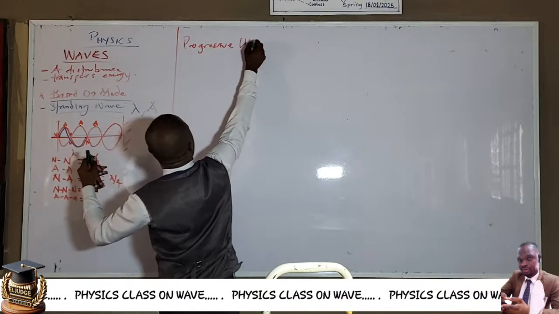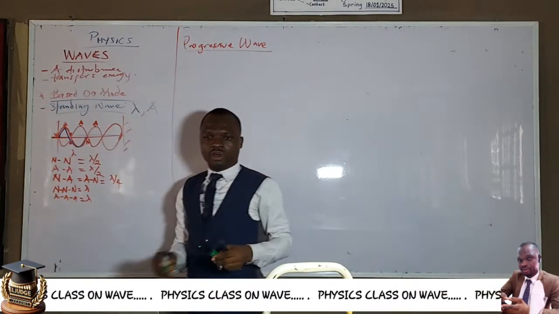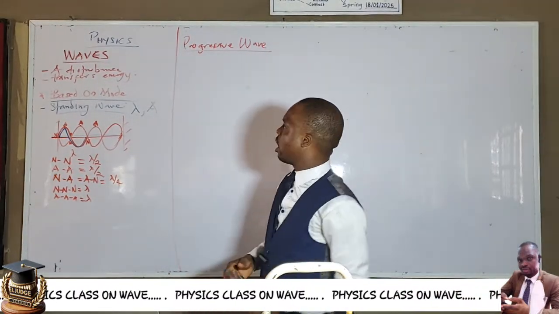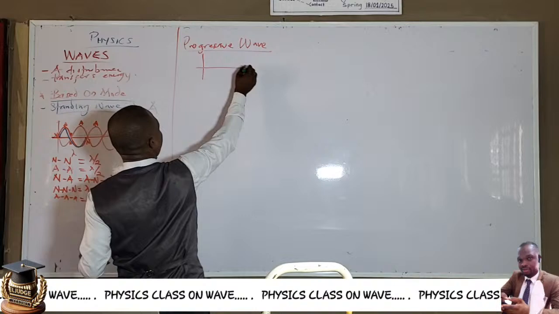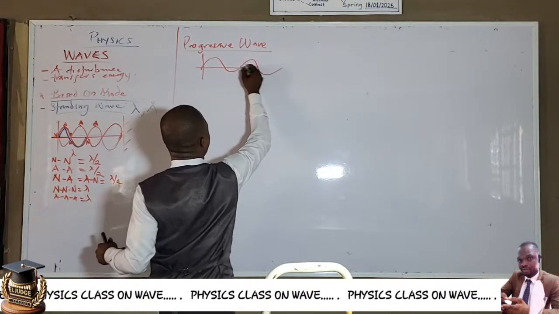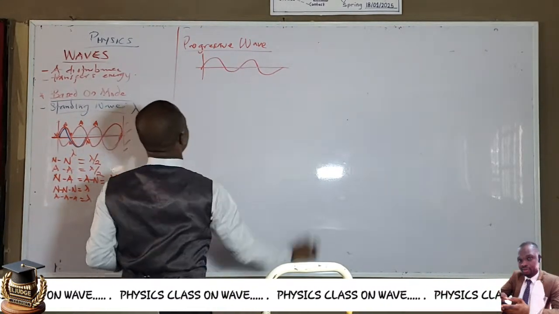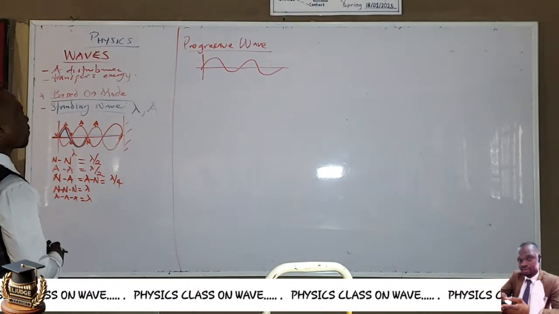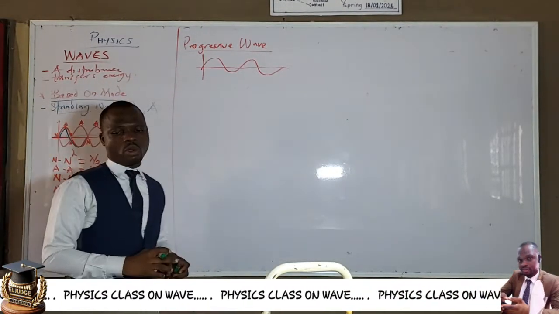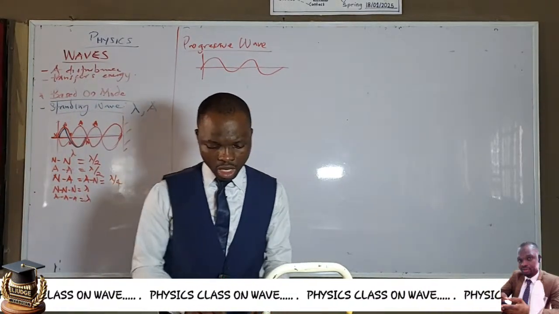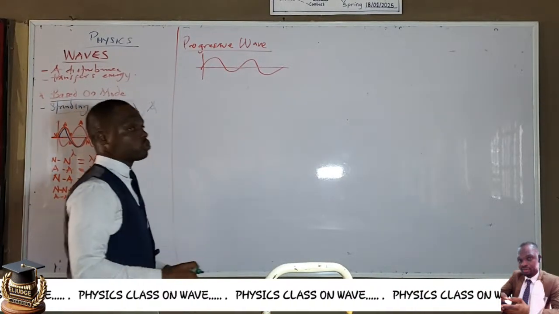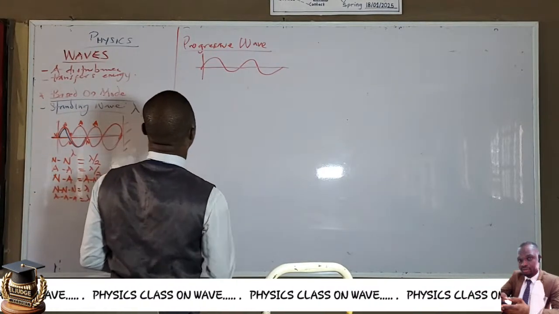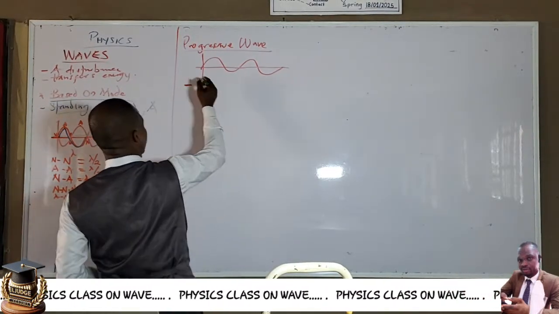A progressive wave, on the other hand, is a disturbance that transfers energy from one point to another. When you have something like this, a progressive wave transfers energy from one point to another. And under progressive waves, we have two types. Let us quickly look at the two.